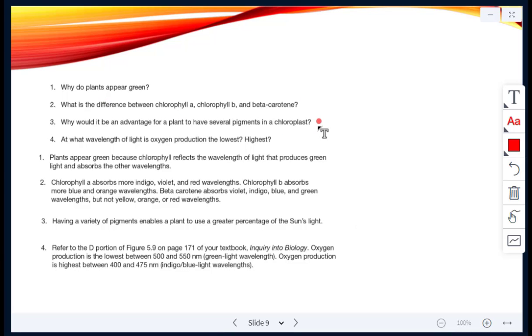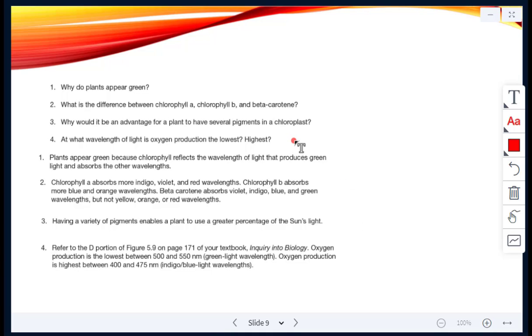Question 3, why would it be an advantage for a plant to have several pigments in a chloroplast? Again, it's to use a greater percentage of the sun's light, being able to absorb all those different wavelengths.